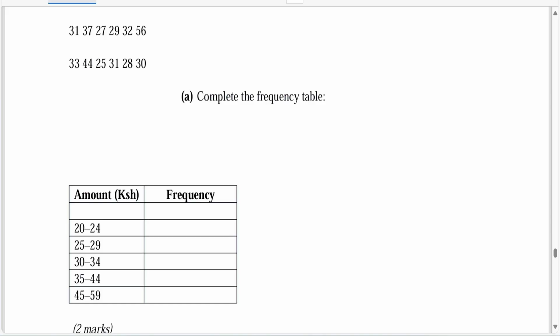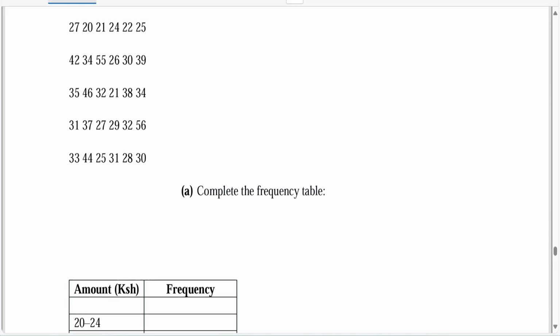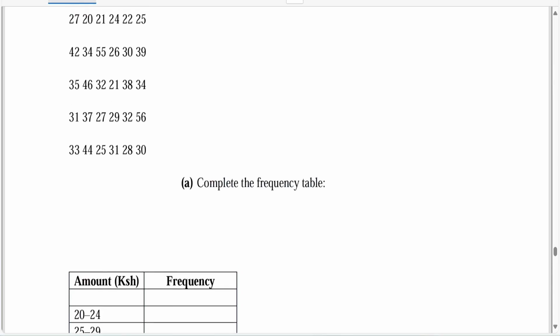The question is ni hivyo iliandikwa hivyo KCSE. So si shindana na mimi, shindana na examiners ambao wameset, but it should be still correct. Okay, so don't think that the table that you've been given is wrong in any how. It's still correct. So tukiendelea, let's go 20 to 24.